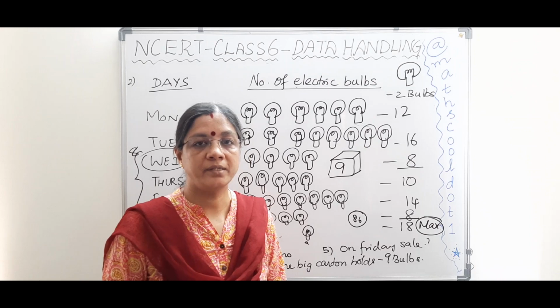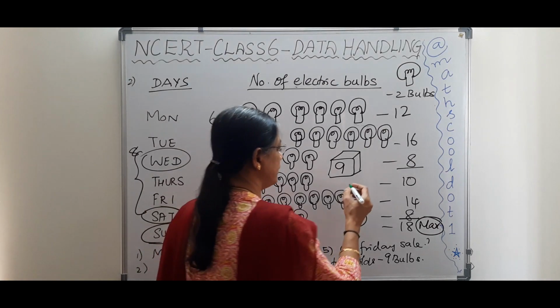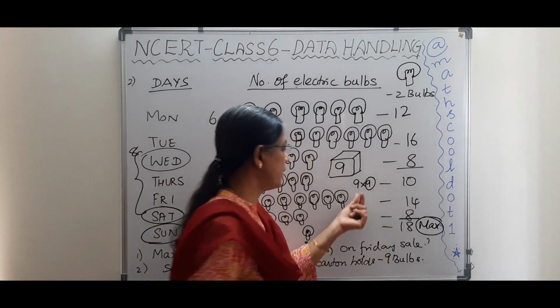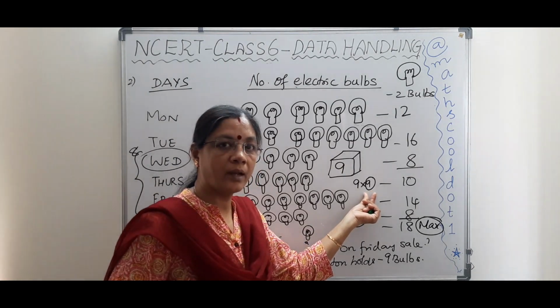Okay, so if one carton can hold 9 bulbs, then how many cartons are required to hold 86? 9 nines are 81. So 9 into 9, that is 9 cartons. Each can hold 9 bulbs. So you require 9 cartons.